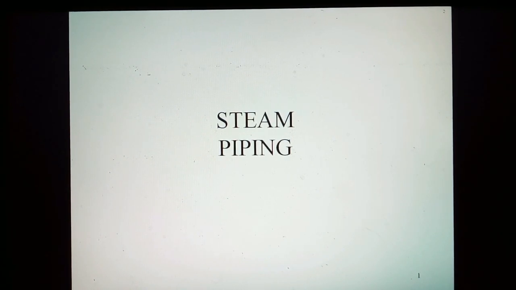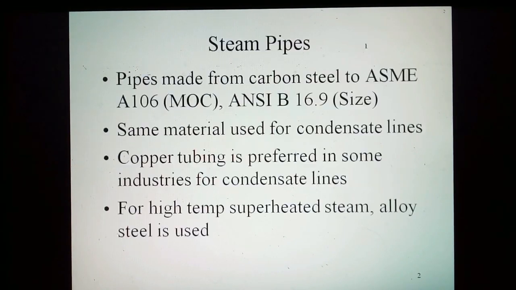This video is about hot piping. Pipes for steam systems are commonly manufactured from carbon steel to ASME B16.9 A106. The same material may be used for condensate lines, although copper tubing is preferred in some industries. For high-temperature superheated steam, additional alloying elements, such as chromium and molybdenum, are included to improve tensile strength and create resistance at high temperatures.